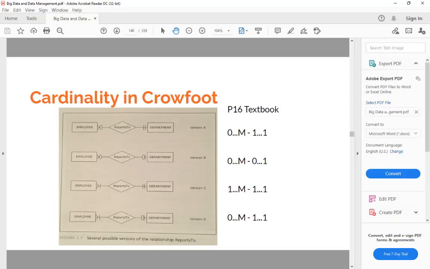So you should be able to read this cardinality and this entity relationship and identify different properties. So this will also be a part of our homework.